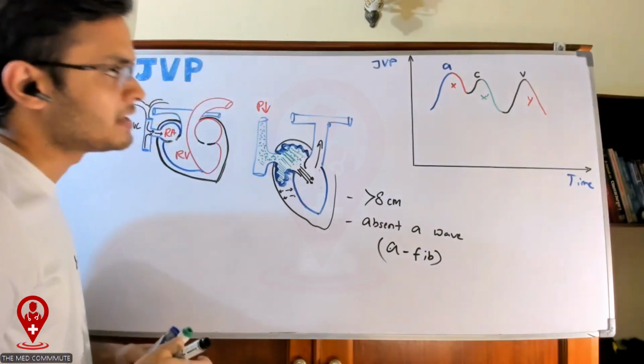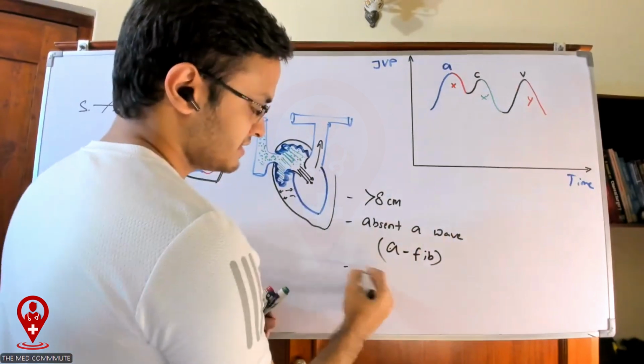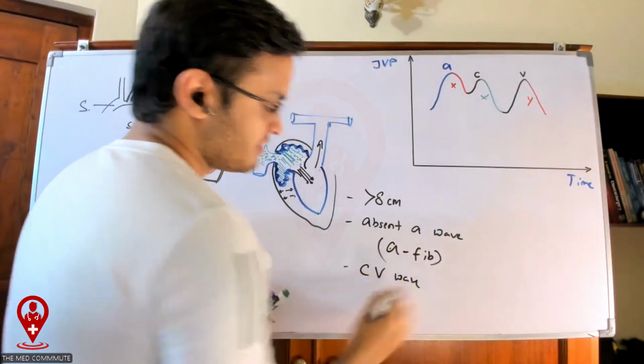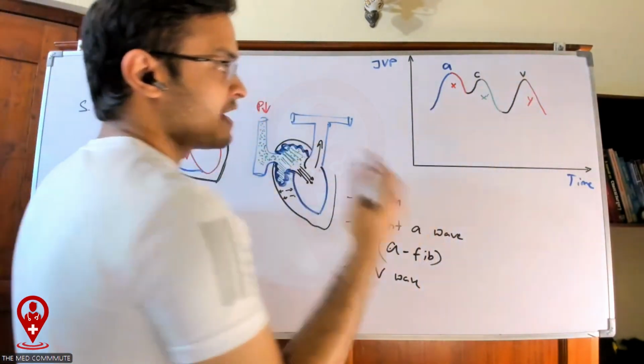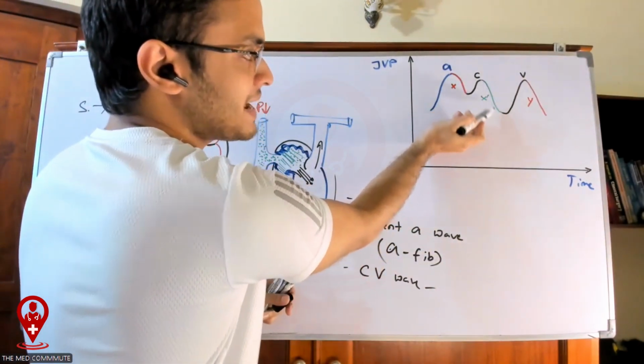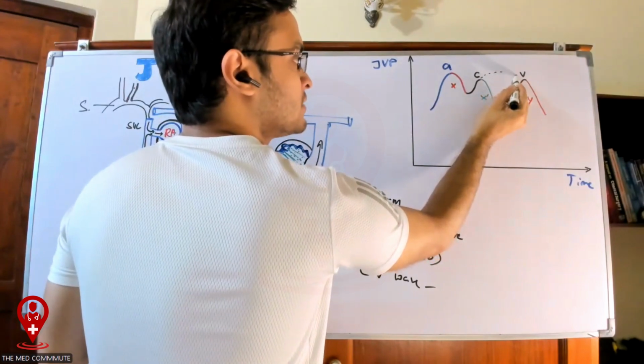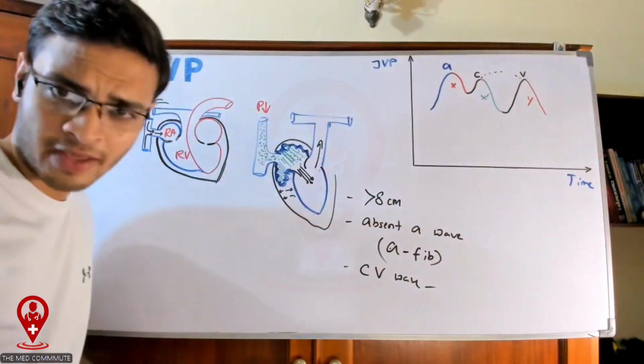Then there's another type of wave that we call the CV wave. What is this CV wave? The CV wave is a combination of the C and the V. So what do we mean by this? Here, we do not see the X descent. No X descent. Instead, what we see is the C and the V wave combined together.